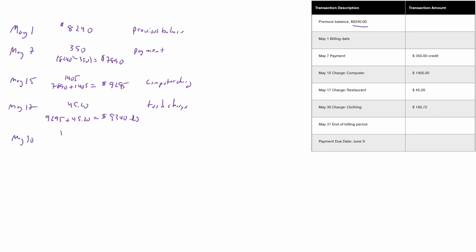The next thing it says is we're going to make another charge, and that's on May 30th. That's going to be a charge of 180.72, and that's a clothing charge. And so we'll take our 9340.20 plus 180.72. And so our new balance for that day is going to be 9520.92.